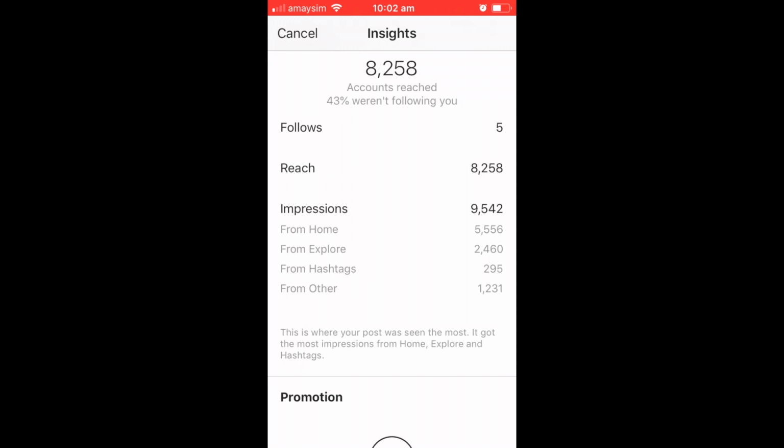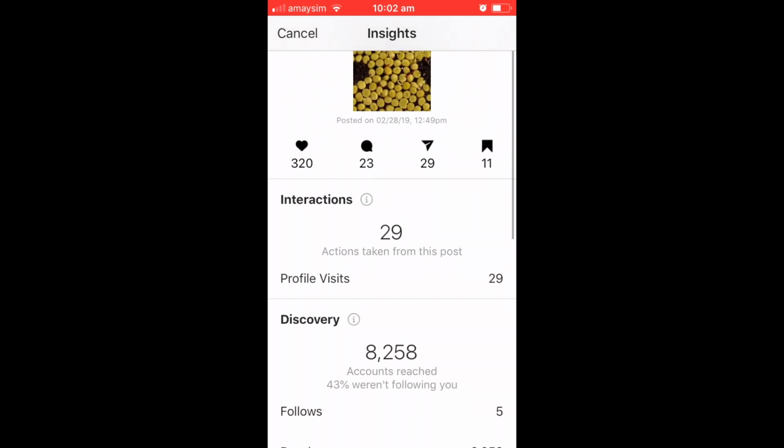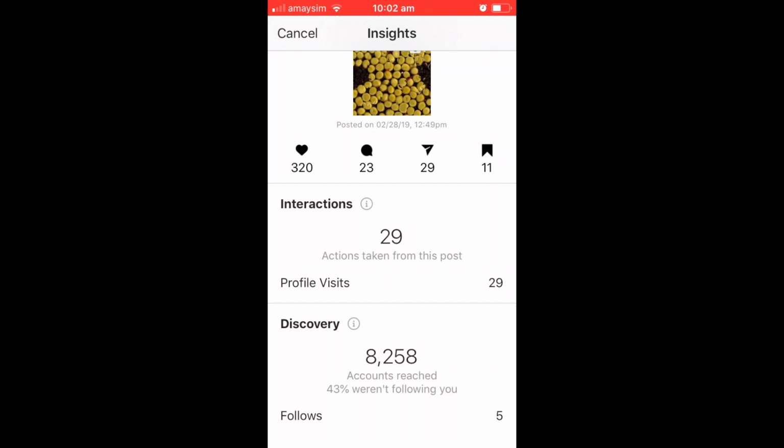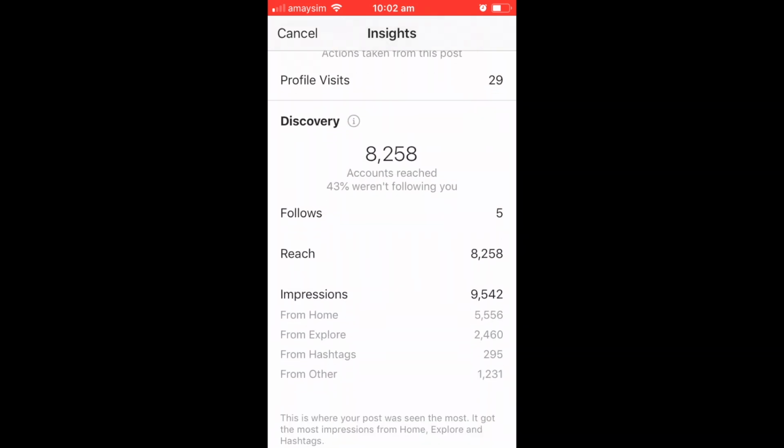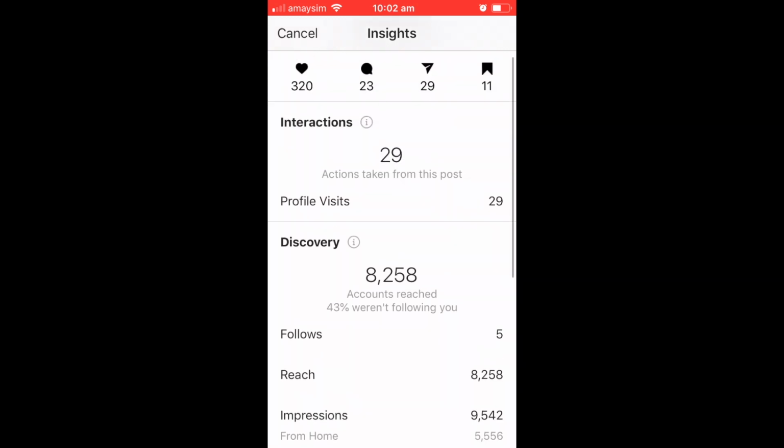From hashtags, so this is from the hashtags that were on the post, so people either following that particular hashtag or people scrolling through hashtags and looking at it from there. Now, from other sometimes trips people up. It could be anything that's not listed above for impressions, but considering there were 29 shares, some of which are going to be to people in messages, a few of them at least are going to be to their stories, and that's going to give them more reach that way as well. That is what I suspect is going on with this post.